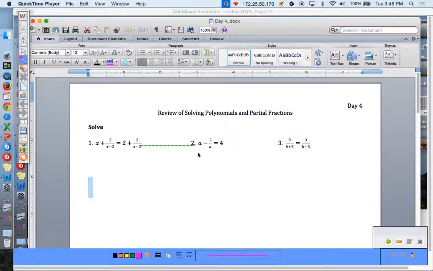Take a look at day 4, a review of day 2 and 3. So the first thing we have to do is solve these rational equations here. So we're going to bust our fraction.